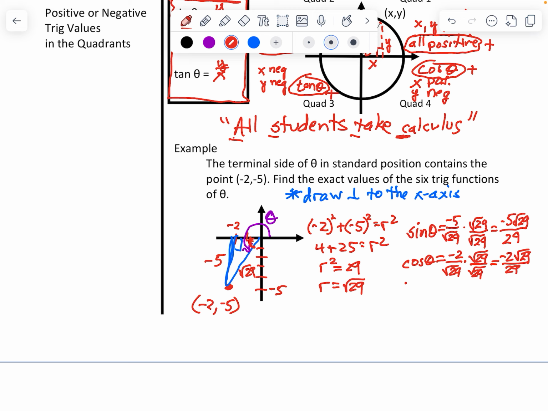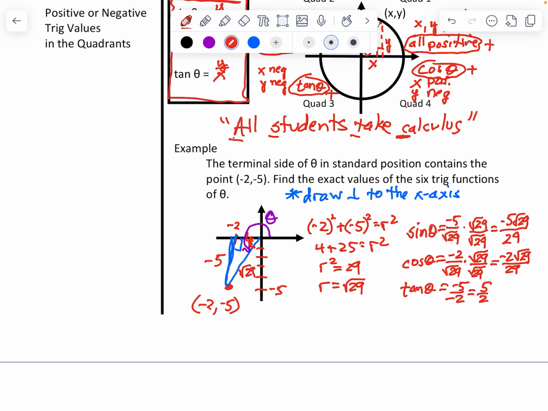And then lastly, tangent of theta is going to equal the opposite side, which is -5, over the adjacent side, which is -2. Negative over negative is a positive 5/2. Now we can do the other 3 as well. We can get those by doing reciprocals.